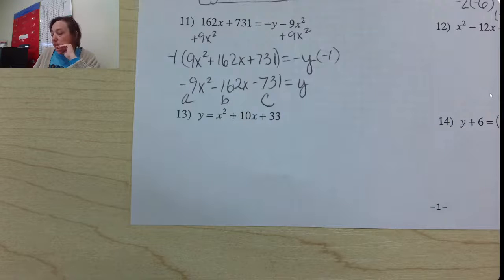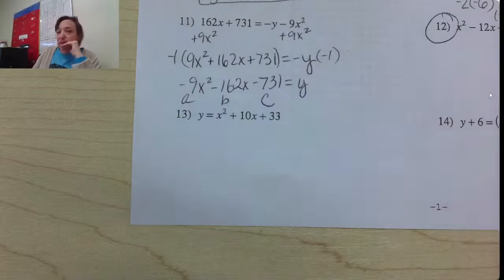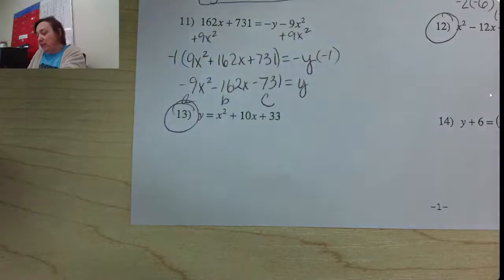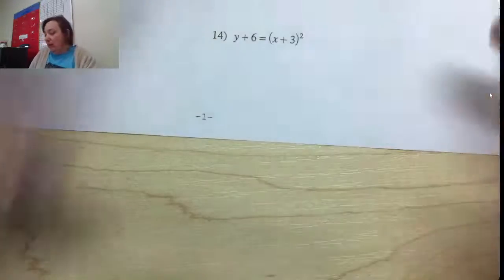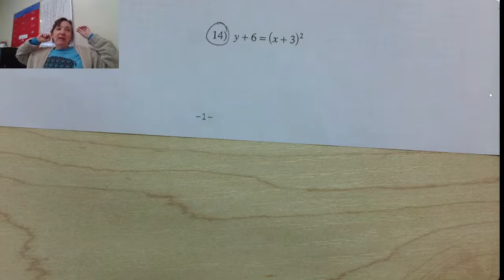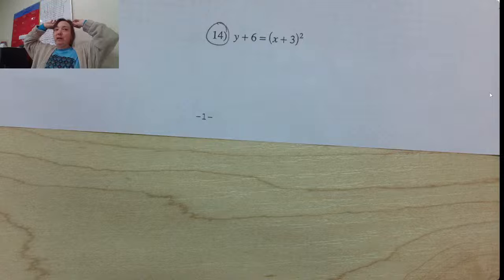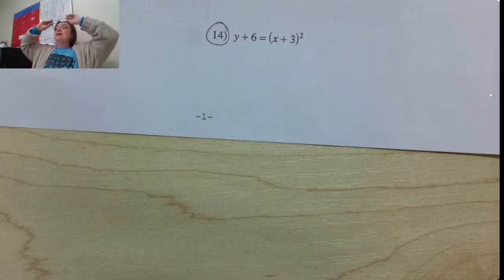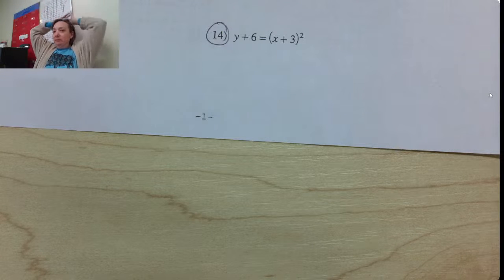Okay? Circle number 12, because you're doing that one. Circle number 13, because you're doing that one. And number 14, you're also going to do. And this number 14 is literally the easiest one on the entire page. Look it over. What are you going to do? Just subtract the 6. That's all you have to do is subtract the 6. That's it.